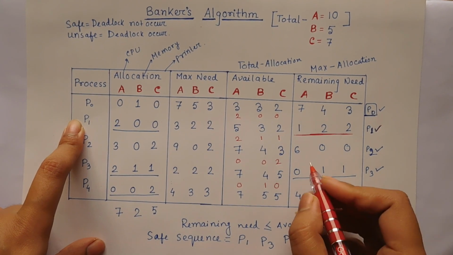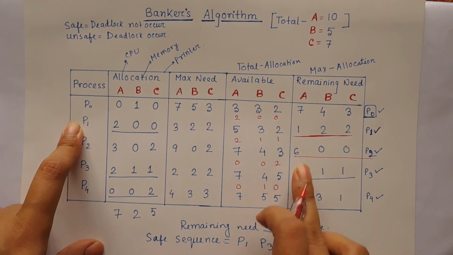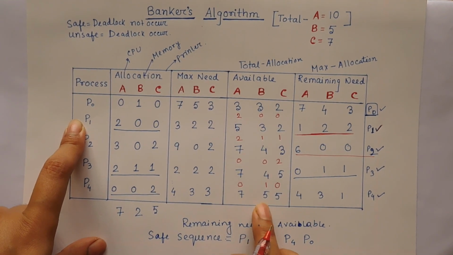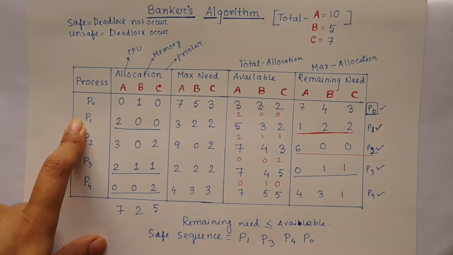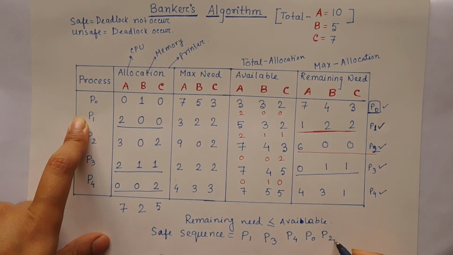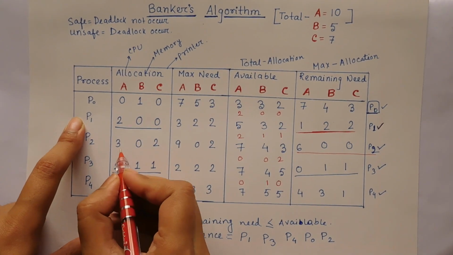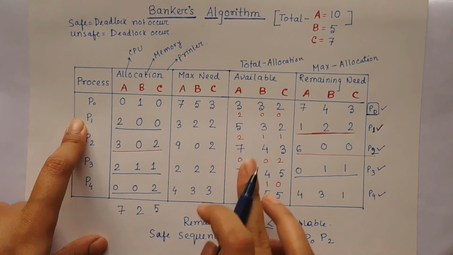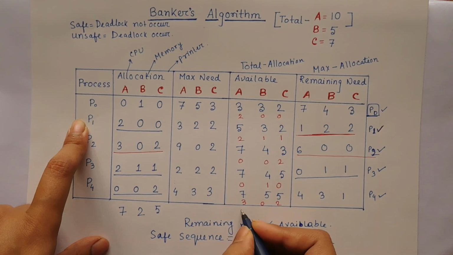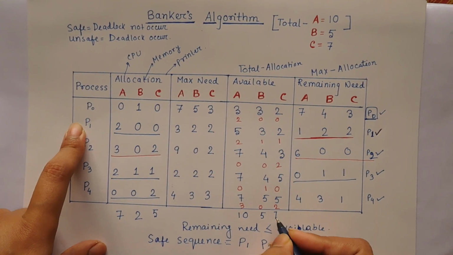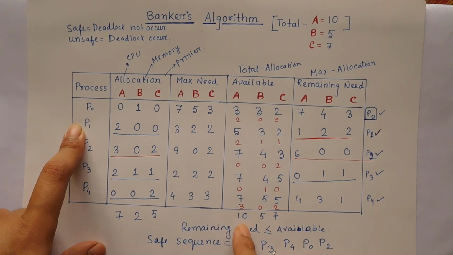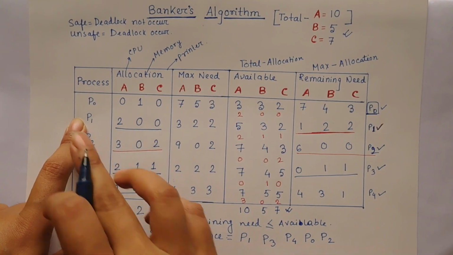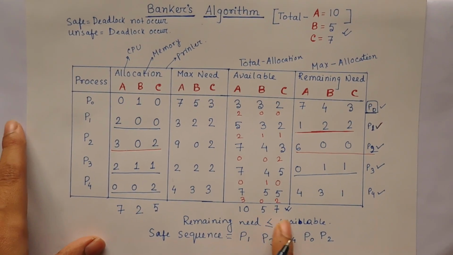Next is P2. Now the need is 6 0 0 and the available instances of the resources are 7 5 5. So P2 is now executed, and after it releases its resources, the available resources are 10 5 and 7. Now the available resources are equal to the total resources. That means after execution of all the processes, all the resources are free.